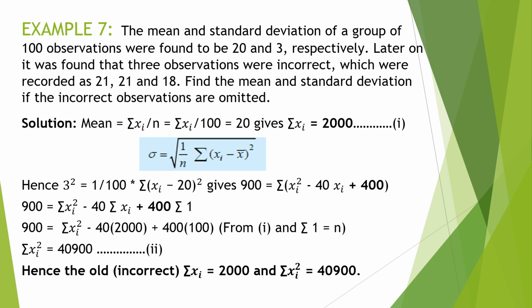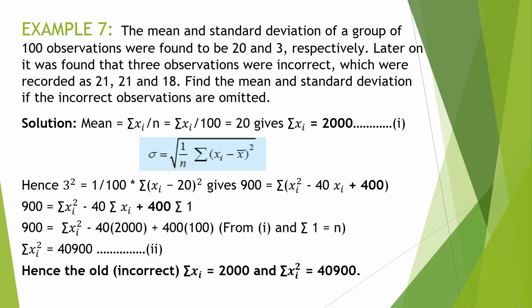Correct? This is how you solve it. Sigma xi square, keep it as it is. Sigma xi from equation 1, put it as 2000. Always remember sigma 1 is n. Why? Sigma 1 means sigma i running from 1 to n. You have to add 1 n times. So that will give you n. So in short, remember, if you are having a constant term, say 400, when I apply sigma to it, it is 400 into sigma 1. So 400 into n. Sigma 1 is always n. But n over here is 100. So 400 into 100. Simplifying this, you get sigma xi square as 40900. Let this be equation 2.